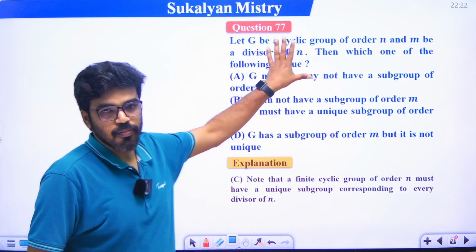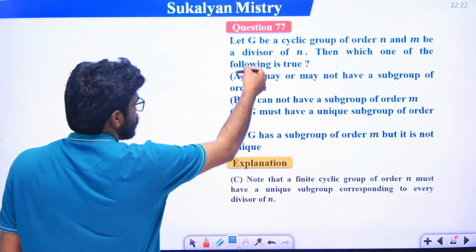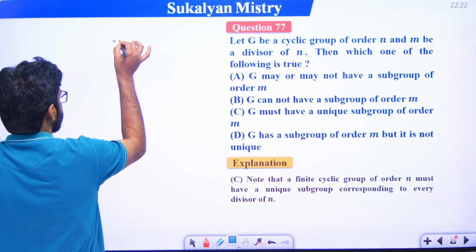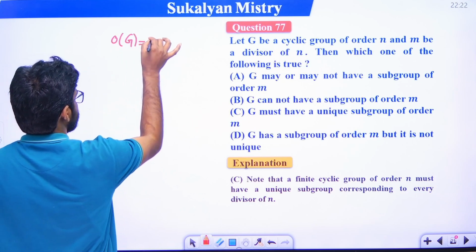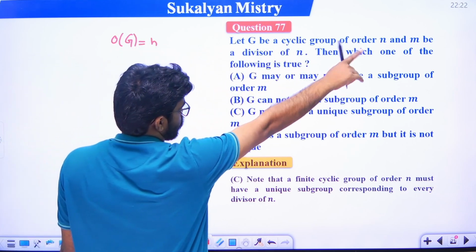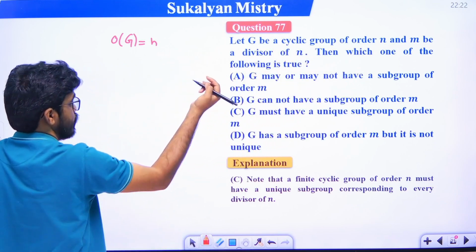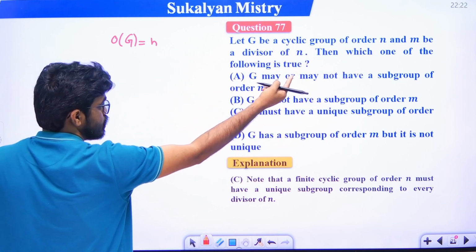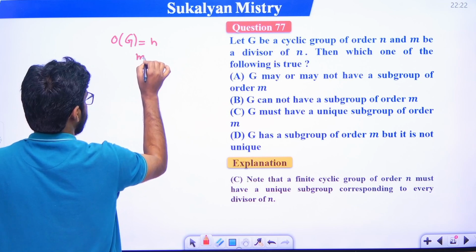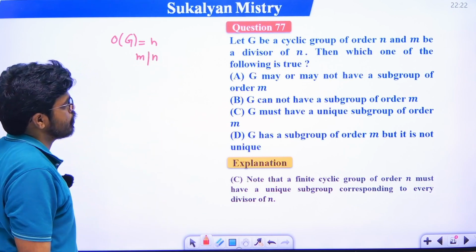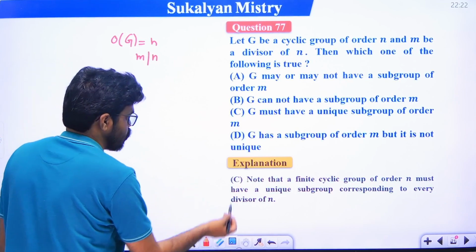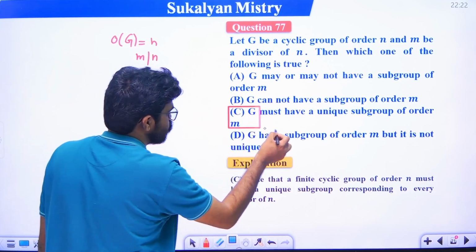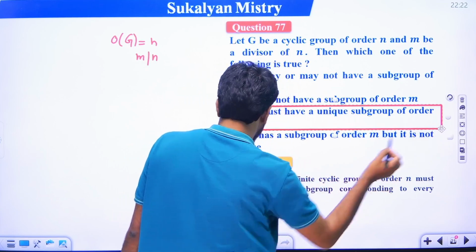Basically this is the theorem. Let G be a cyclic group of order n, and M is a divisor of n, that is M divides n. Then which of the following is true? Basically this is a theorem. G must have a unique subgroup of order n.